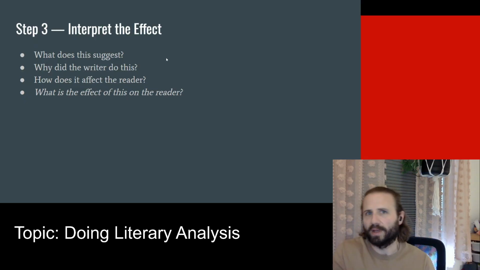Next, guys, after we identify a technique and select some evidence, we interpret the effect. And this is where the analysis really takes shape. The most important part, of course, because interpretation answers questions like, what does this suggest? Why did the writer do this? How does it affect the reader? The question we should ask is, what is the effect of this on the reader?